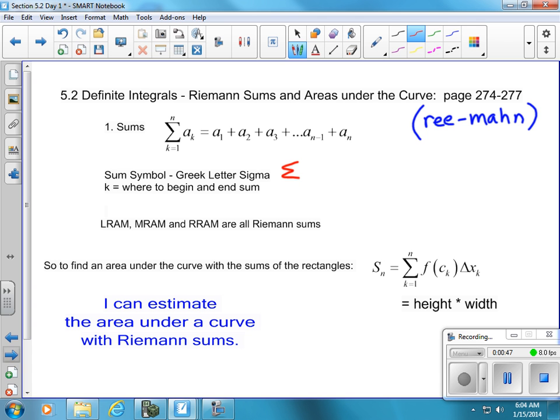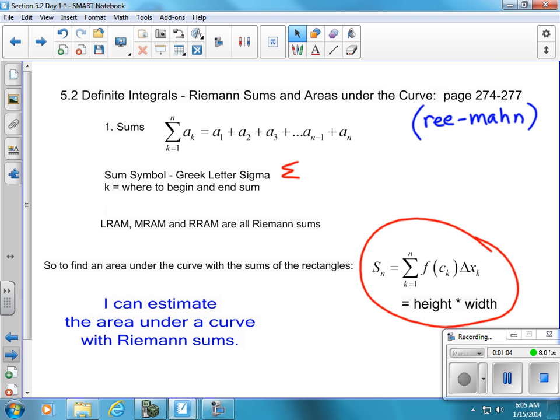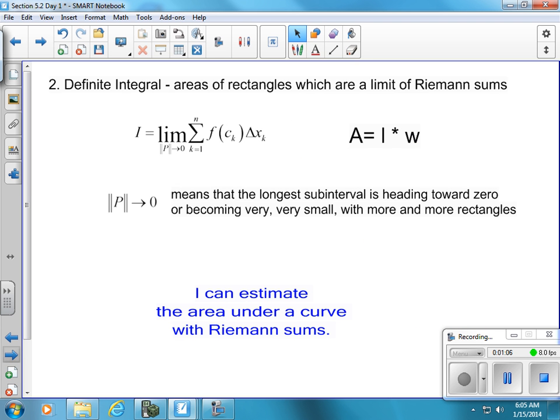So to find an area under the curve with the sums of rectangles, we use this little equation. And really, that's what we did yesterday. The sum of a bunch of heights times widths. The sums of areas. Okay, that's what we did yesterday. Fancy way of writing it. Now we're also going to find some other fancy ways of writing it.